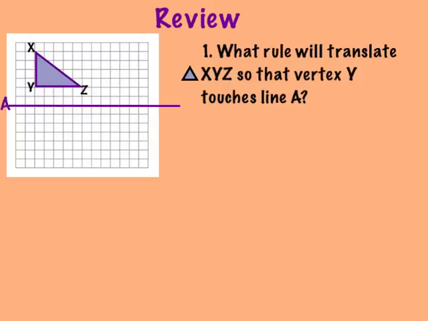So we are going to get to graphs, but first I'll ask you to just stop here and do this review. The question is, what rule will translate triangle XYZ so that vertex Y touches line A? So go ahead, pause here, and write down your answer to that question. And when you come back, I will send you off to watch another little activity.